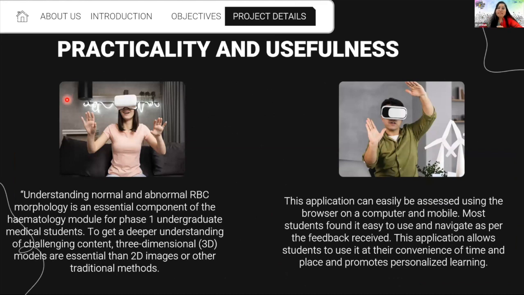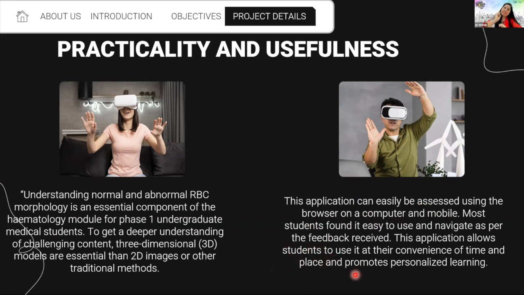For practicality and usefulness, why it is important to know this: I'm involved in the hematology module, and I feel that before learning the different disease processes involved in red cells, students should be clear about the production of red cells. This is what I believe should be the first step to understand the difficult concepts of anemia and other concepts. So this is how we started.